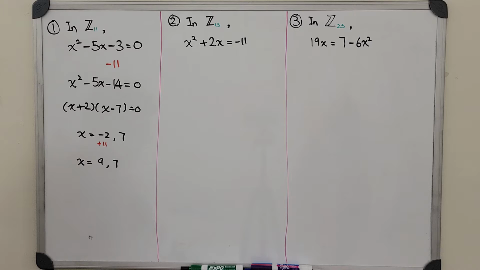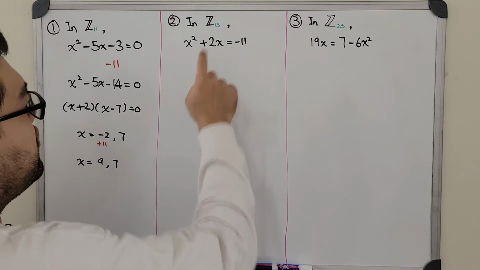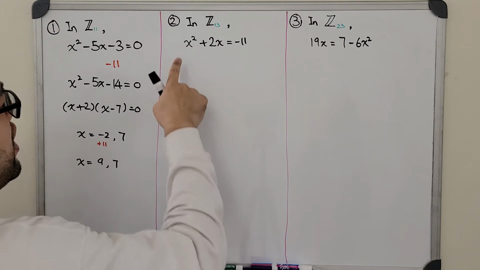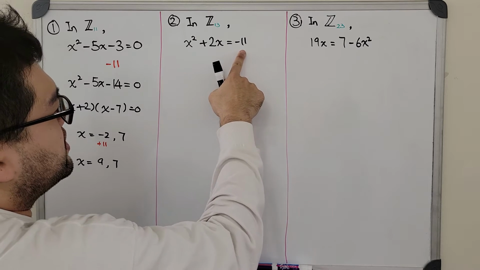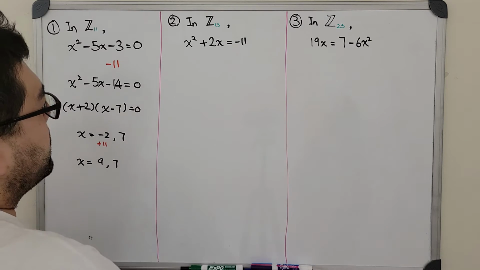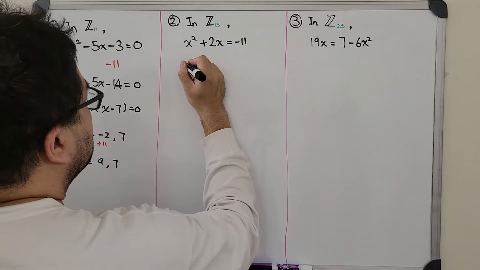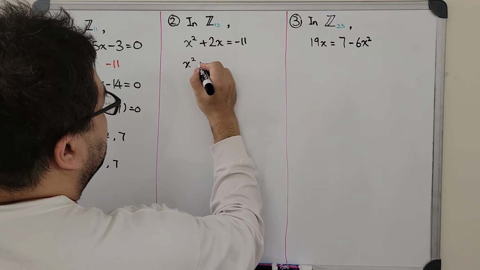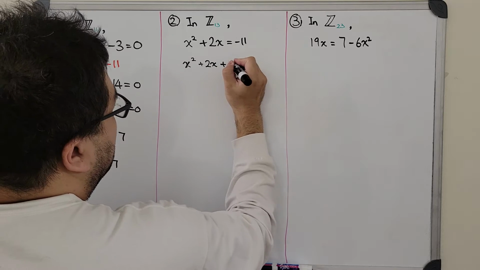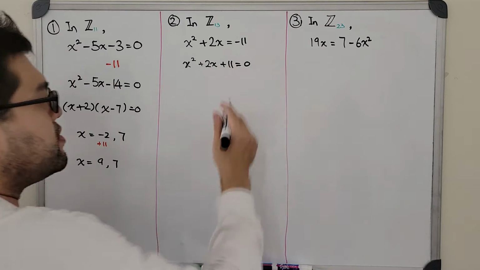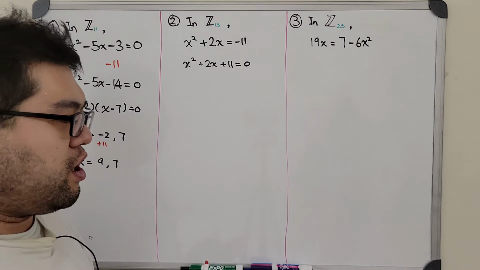Next one. We have Z13, and we have x squared plus 2x equals negative 11. So what can we do? Well, of course, we can just move everything to one side to get x squared plus 2x plus 11 equals 0.